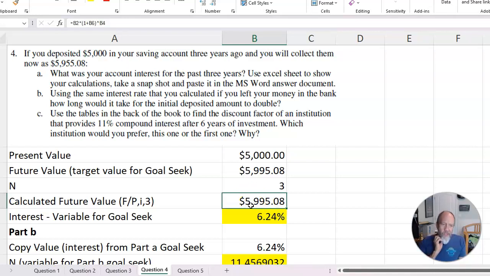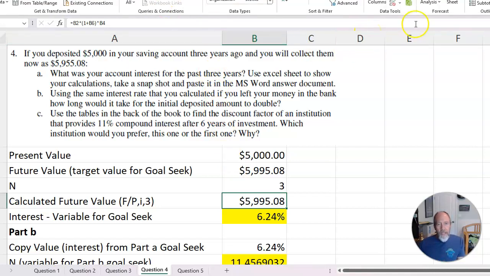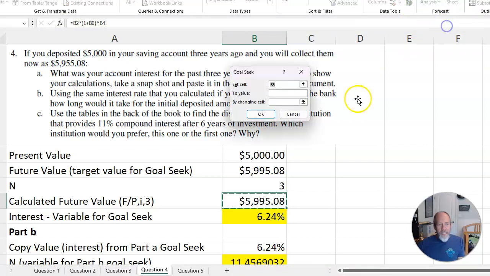Now, that value, you want to be $5,995.08. Well, in my spreadsheet, it shows that. But why? How does it show that? Well, it shows that because I did goal seek. So I'm going to go to data. Okay, in the data, you're going to see a what if analysis, and you're going to see goal seek.